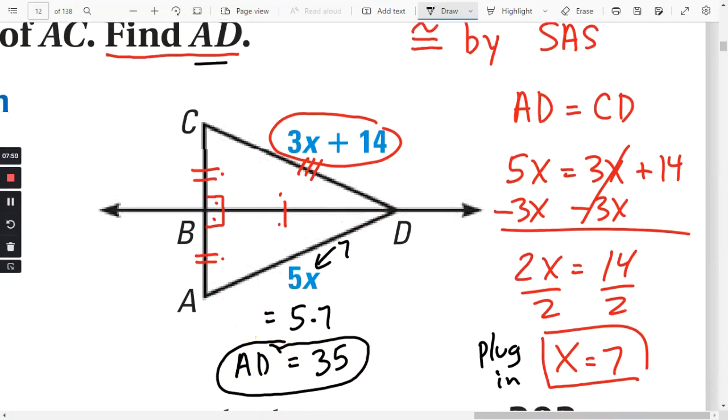If you want to double check, if you put 7 in here, you get 3 times 7, that's 21, plus 14 is 35.